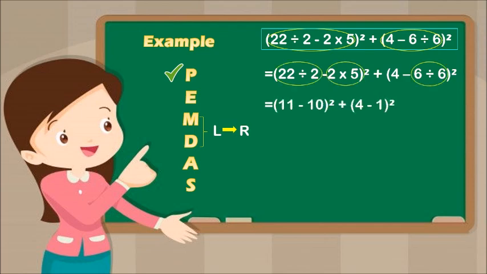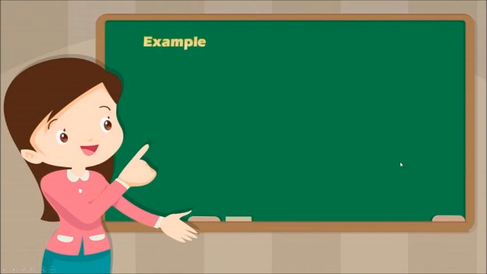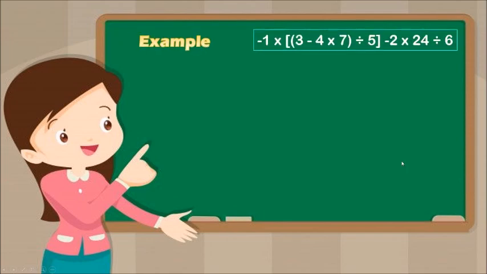So inside the parenthesis, we have 11 minus 10 squared. And then 6 divided by 6 is 1. So 4 minus 1. So we have 1 squared plus 3 squared. And 1 squared plus 3 squared is 1 plus 9, which is equal to 10. Next example.